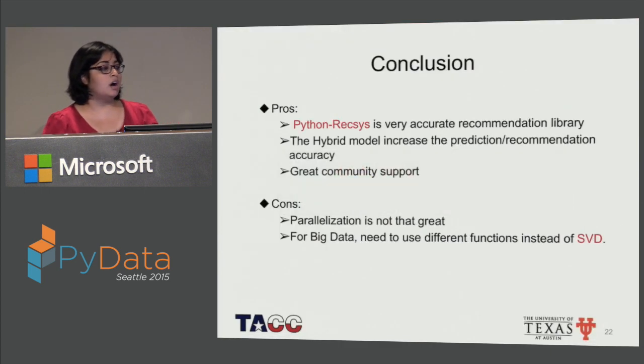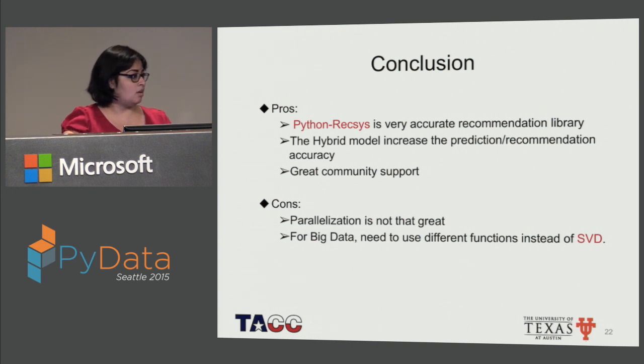Okay, so the conclusion: Python Recsys is very accurate, as we saw in the prediction of how related Toy Story 2 is to Toy Story. So it is a very accurate recommendation library, and that's why we use it. The hybrid model increased the prediction and recommendation accuracy. As I showed, it actually reduces both the errors and gives you a very high accuracy. We have got great community support for this, both VSM as well as Python Recsys, and any Python-related library package to talk about. So that's why we chose Python to work on this.